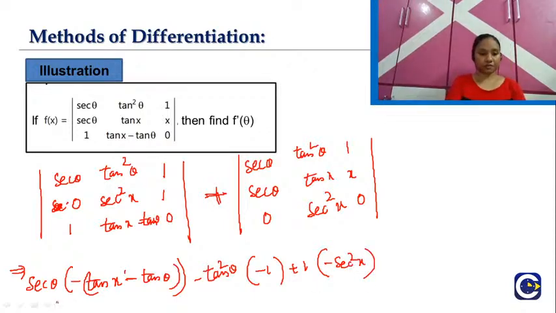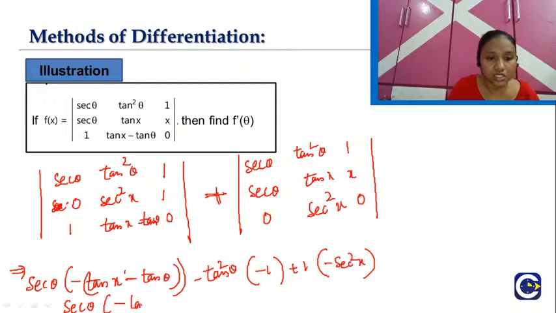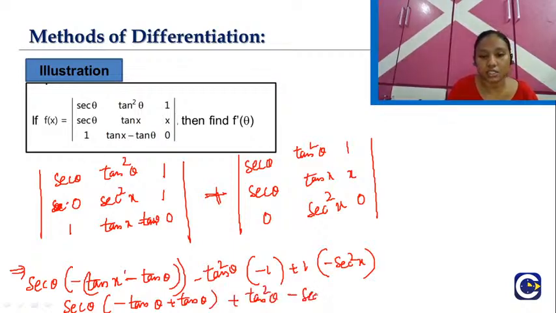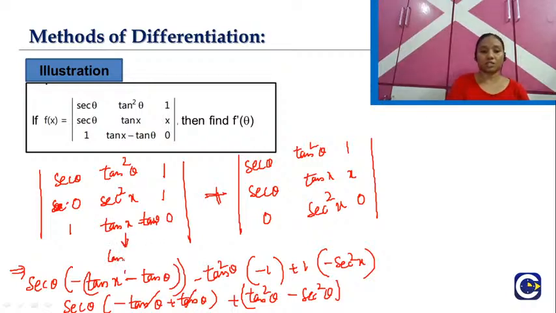Right, so if we simplify it further, anyways here we have to find f dash theta. So in place of x we can substitute theta, so it will become secant theta into minus tan theta plus tan theta plus tan square theta minus secant square theta. So these two terms will get cancelled. So anyways this will be 0, so this complete term will be eliminated. So from this particular determinant we will be remaining with tan square theta minus secant square theta alone.